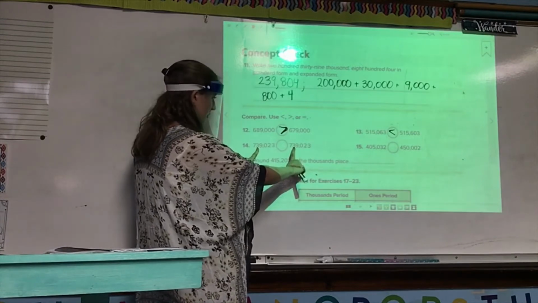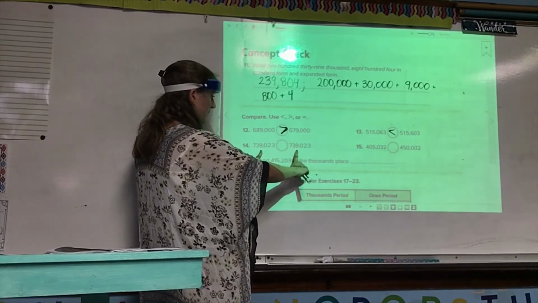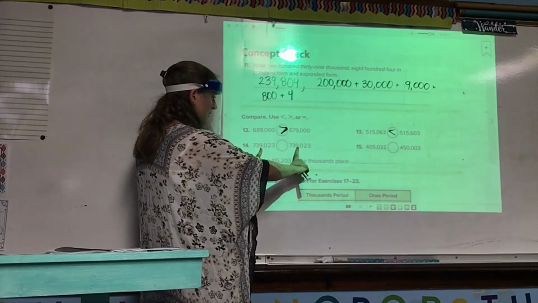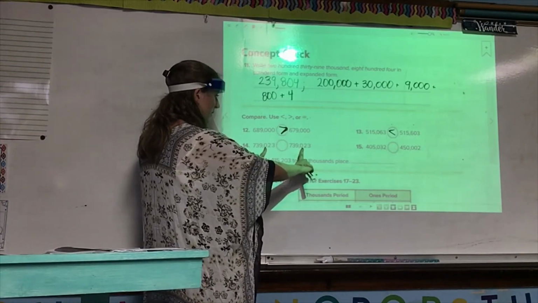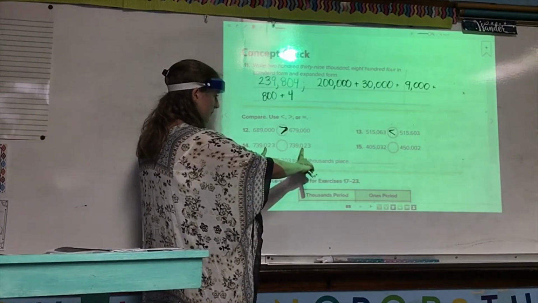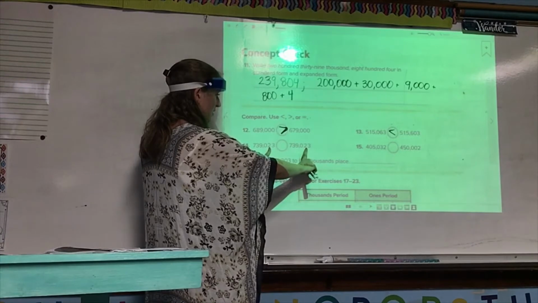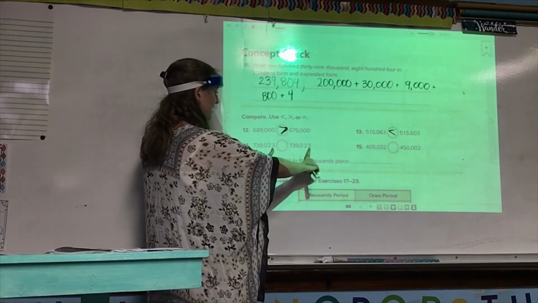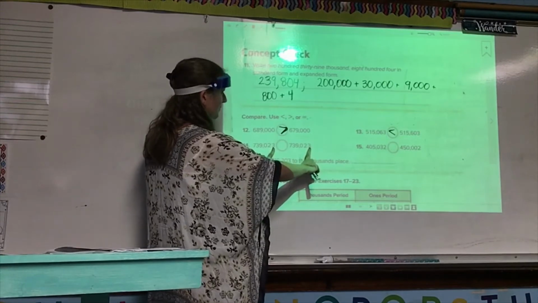10,000s. We have what digit? 3. Can we compare them? No. So we move to the thousands. We have what digit? 9. Can we compare them? Nope. So we move to the hundreds. We have what digit? Zeros. Can we compare them? Nope. So we move to the tens. We have what digit? Twos. So can we compare them? No. So we move to the ones. We have what digit? 3. Can we compare them? Nope.